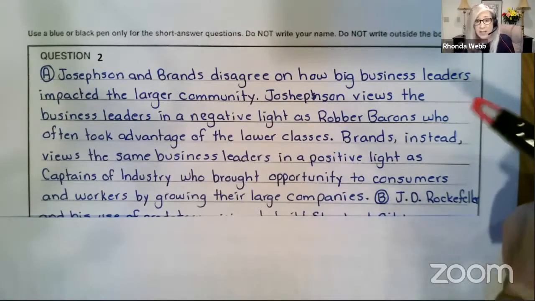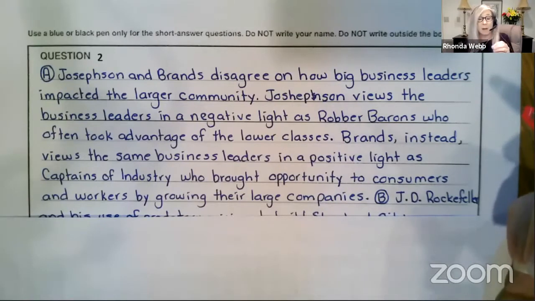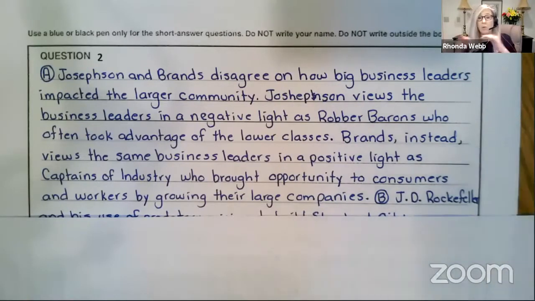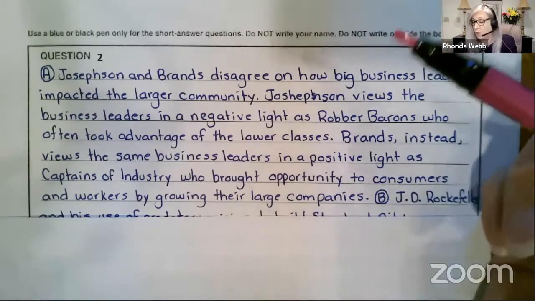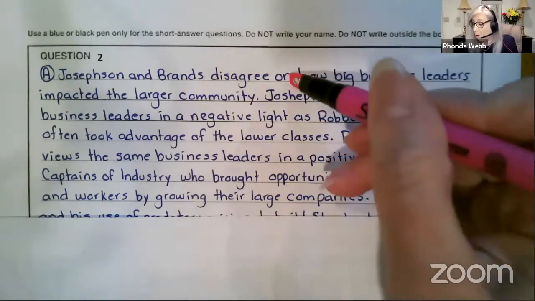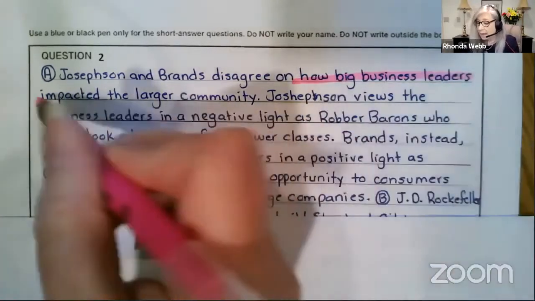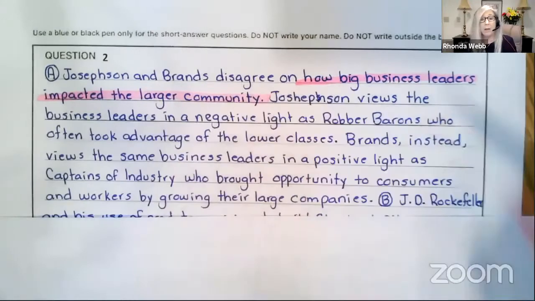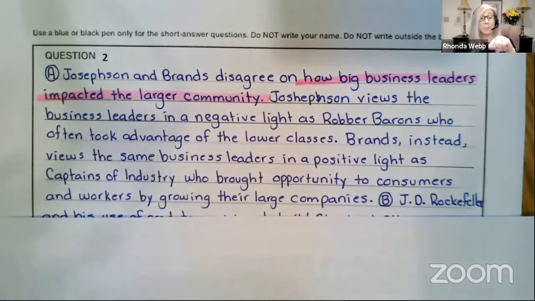My first sentence needs to identify the topic on which they differ. Don't just go straight into saying the main idea of Josephson is this and the main idea of Brands is this, and that be your answer, because that's not explaining or identifying what they differ on. So look how I've done this. My first sentence: Josephson and Brands disagree on how big business leaders impacted the larger community. That's what I'm saying is different about them.